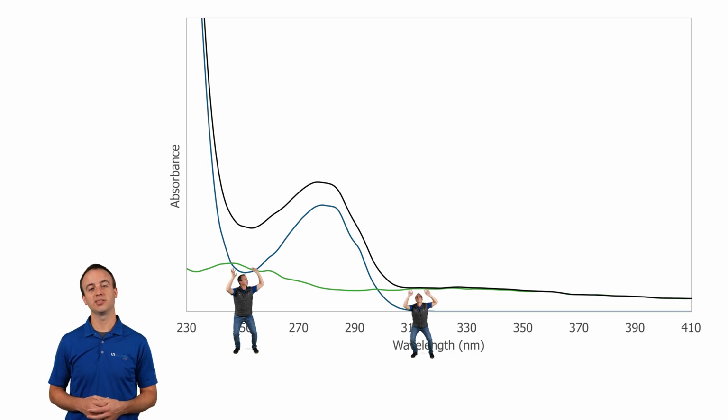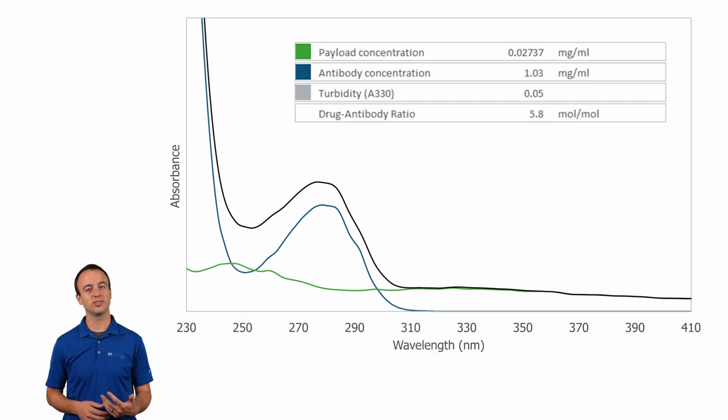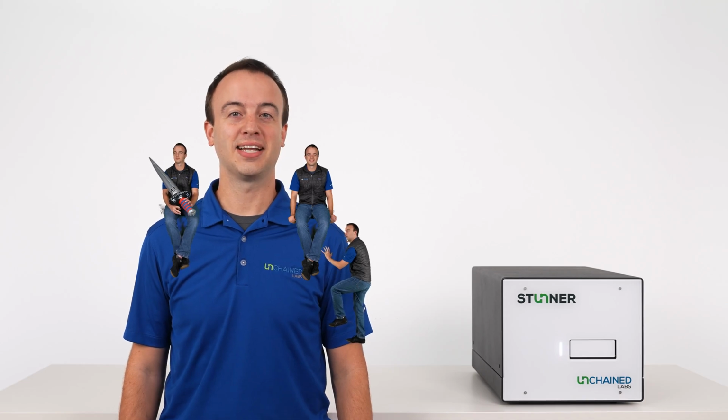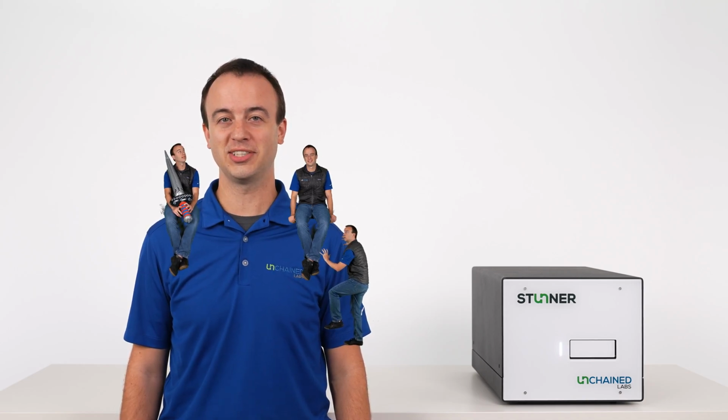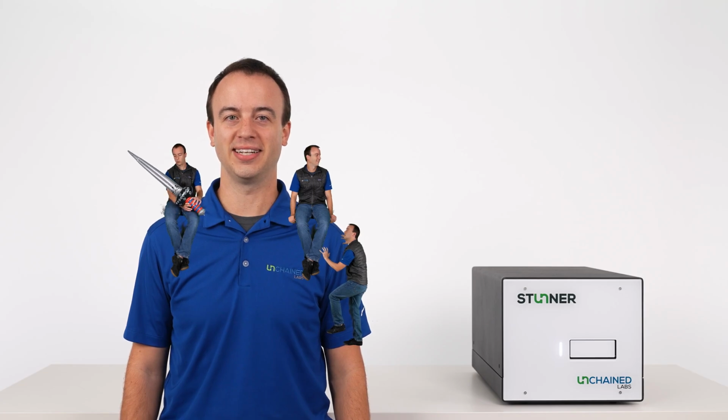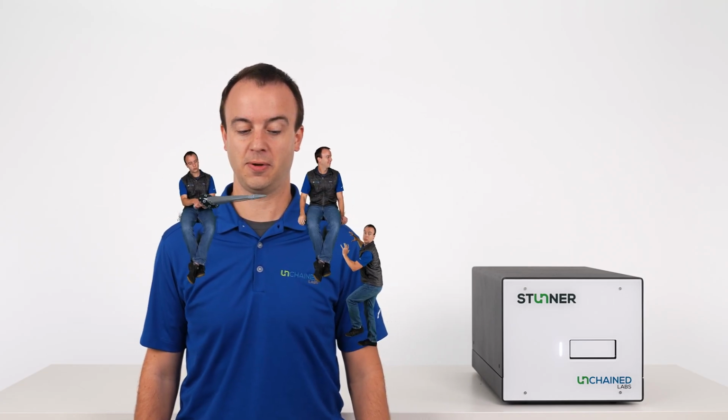This is something you can teach Stunner for each ADC or drug you use, so that in a flash, you'll see how much antibody is present, how much drug is there, and Stunner will calculate the drug-antibody ratio for you. Now that you've seen how Stunner helps you get ADC concentration, DAR, and sizing, you're ready to crush the characterization of your ADCs. All right, guys, everybody hold on.